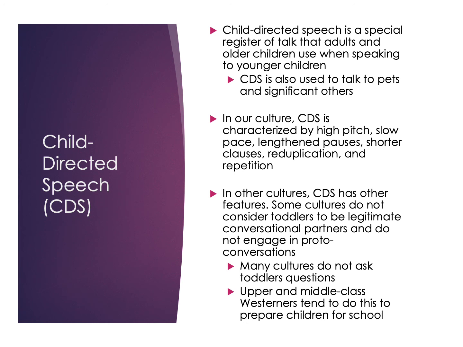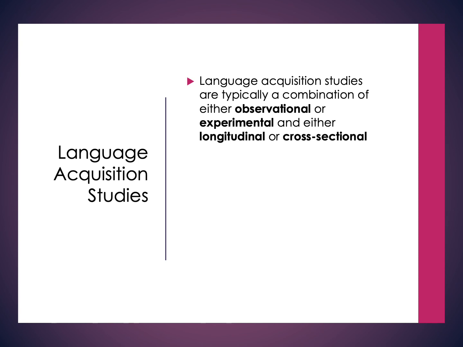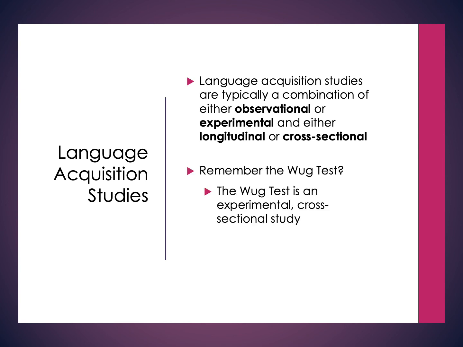So when we're thinking about these studies and the way that we've come up with the patterns that we'll see in these other lectures that are to come, there's different ways that these studies tend to occur. So there's typically a combination of either an observational or an experimental study and either a longitudinal or a cross-sectional study. If you remember back when we were looking at the WUG test, the WUG test is an example of an experimental and cross-sectional study where you have an experiment design in a closed environment and you're studying many people at the same time. And there's pros and cons to each of these. So we'll look briefly at what all of these options are.